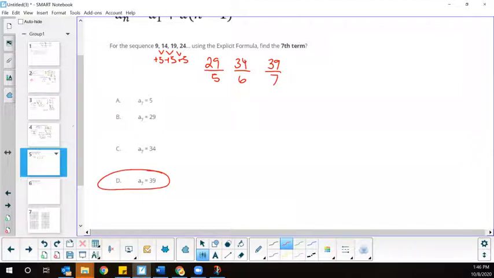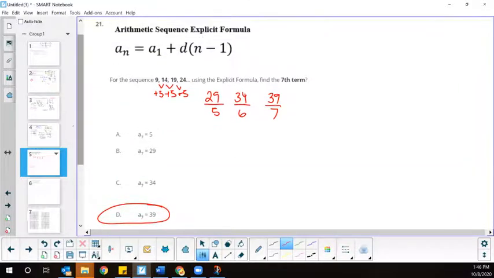But let's talk about if this was bigger, if this was like the 30th term or something like that. You don't want to keep adding 5 30 times. So we're going to use the explicit formula. And for the explicit formula, we need the first term and the common difference.